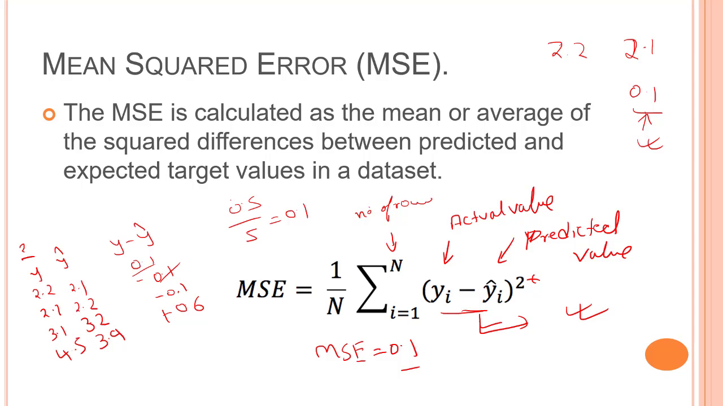Okay, so if the value is 0, then it means that all the rows that we have predicted are exactly what we have in the expected value. So 2.2 will be predicted 2.2, 1.2 will be predicted 1.2, which is again not quite possible. So anything that is nearby 0 is a good fit. So that's about mean square error.